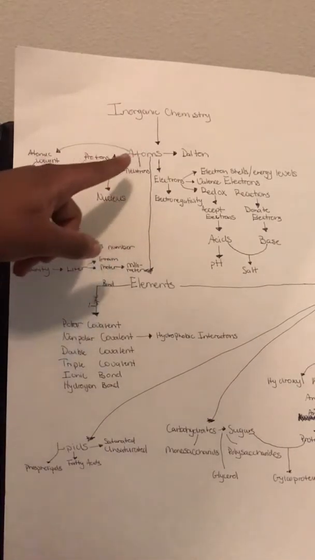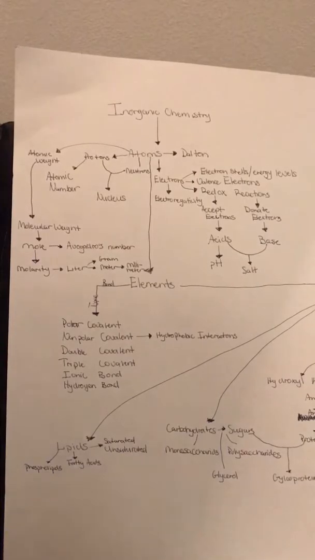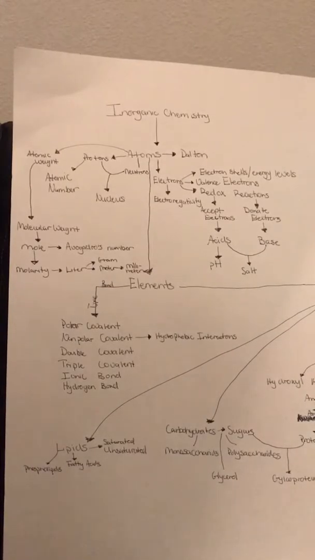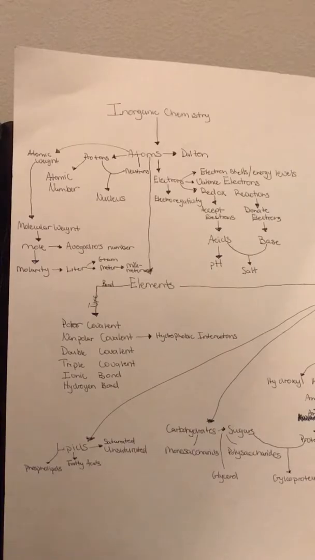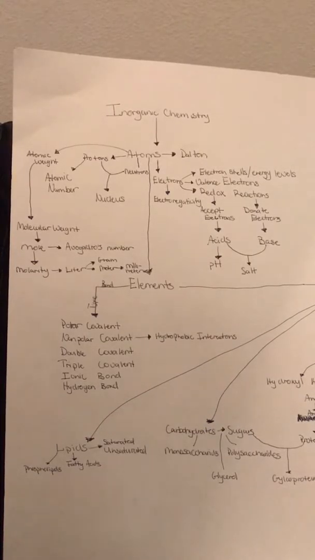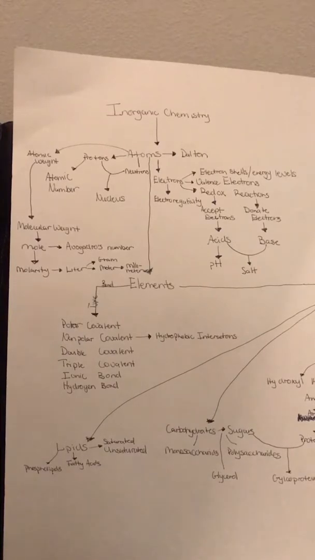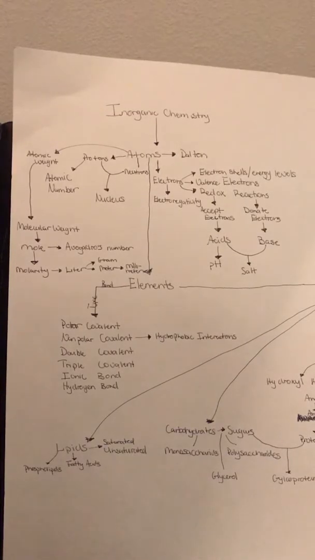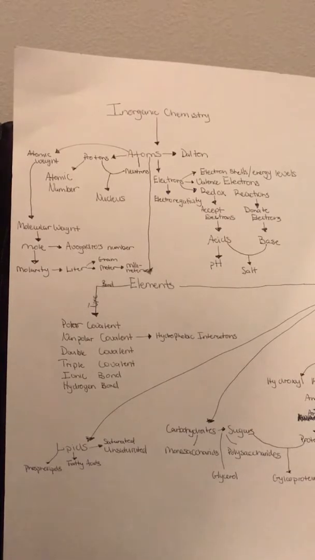Now, going back to atoms, the sum of its constituents, the protons, neutrons, and electrons, is the atomic weight of that atom. And then you get molecular weight from the sums of the atomic weights in that molecule. Now, molecular weight is denoted by moles, and 1 mole is equal to 6.022 times 10 to the 23rd power particles, which is Avogadro's number.